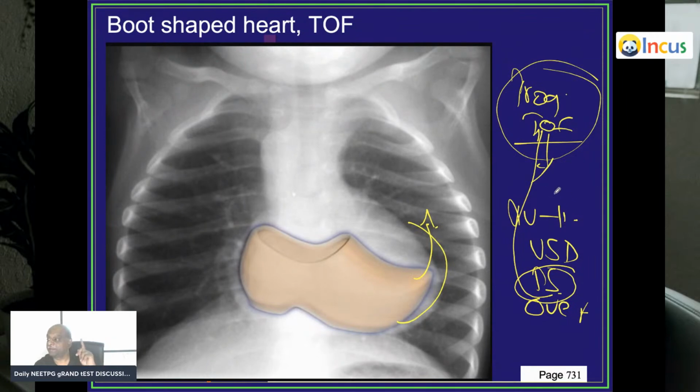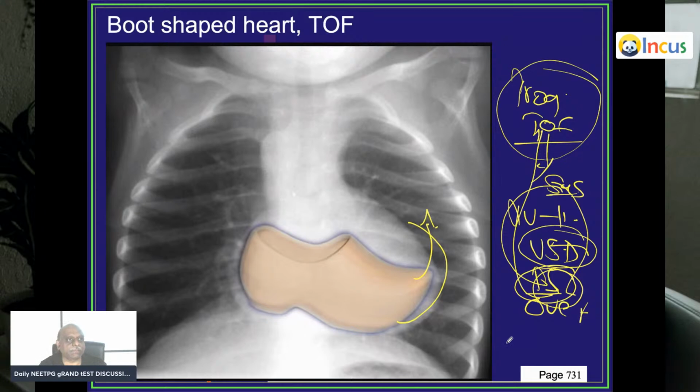Second, you listen a systolic murmur. It is not the murmur caused by VSD. The systolic murmur of TOF is caused by PS, because VSD is a very low flow VSD. It is the PS which leads to the systolic murmur. By chance, if the examiner asks what is the cause of systolic murmur in TOF, don't say VSD. It is PS. Who decides prognosis? PS.